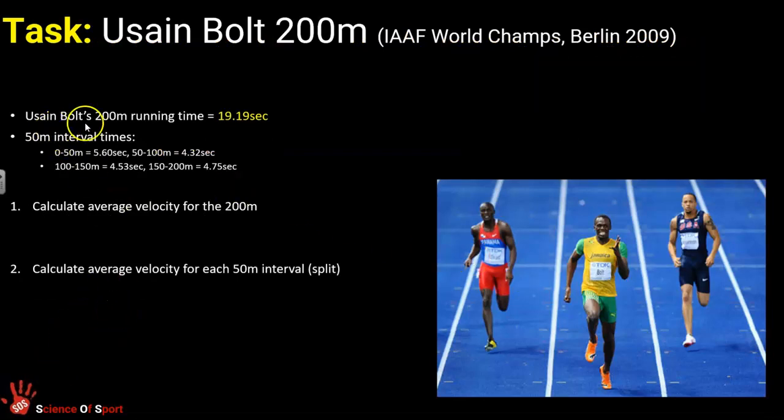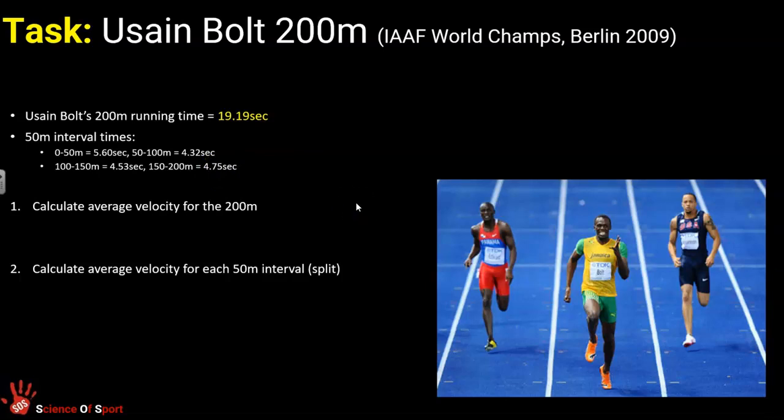Here's an example then. Usain Bolt ran 200 meters and it took him 19.19 seconds. The times for each of the 50 meter intervals were as follows. 0 to 50 meters was 5.6, 50 to 100 was 4.32, 100 to 150 was 4.53, 150 to the finish line was 4.75. So they're the time intervals for every 50 meters.